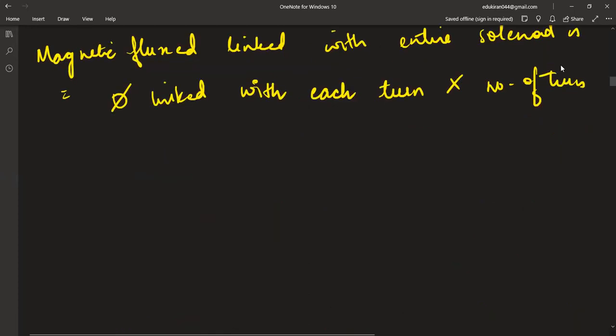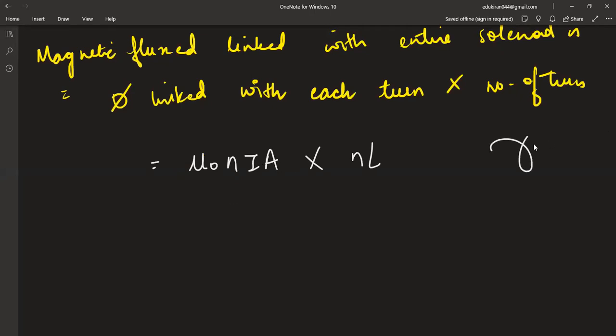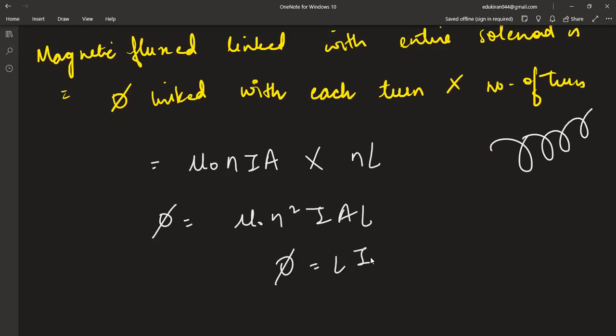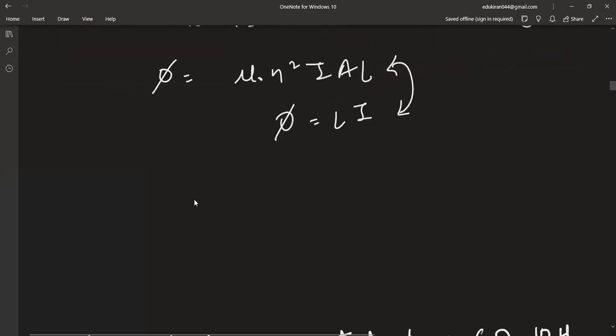Now the magnetic flux linked with the entire solenoid is equal to the flux linked with each turn into the number of turns. If you have flux for each turn, multiply it with the total number of turns: mu naught n i A multiplied by n into L. This gives you the flux linked to the entire solenoid. Just for a single turn it would be less, but what if there are so many turns? So flux is equal to mu naught n squared i A L. Also, we have phi is equal to L i. Can we equate these two? Both are ultimately giving us the flux.